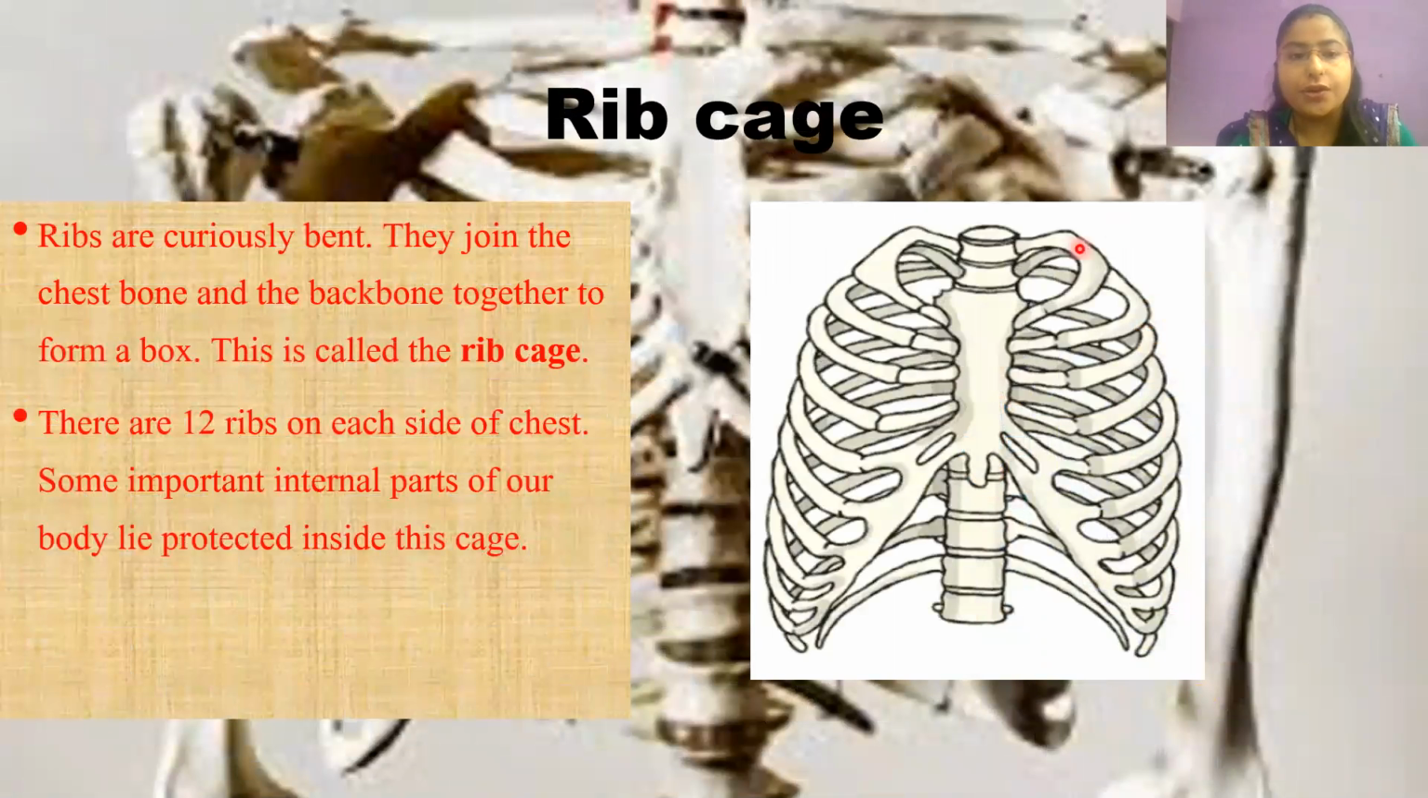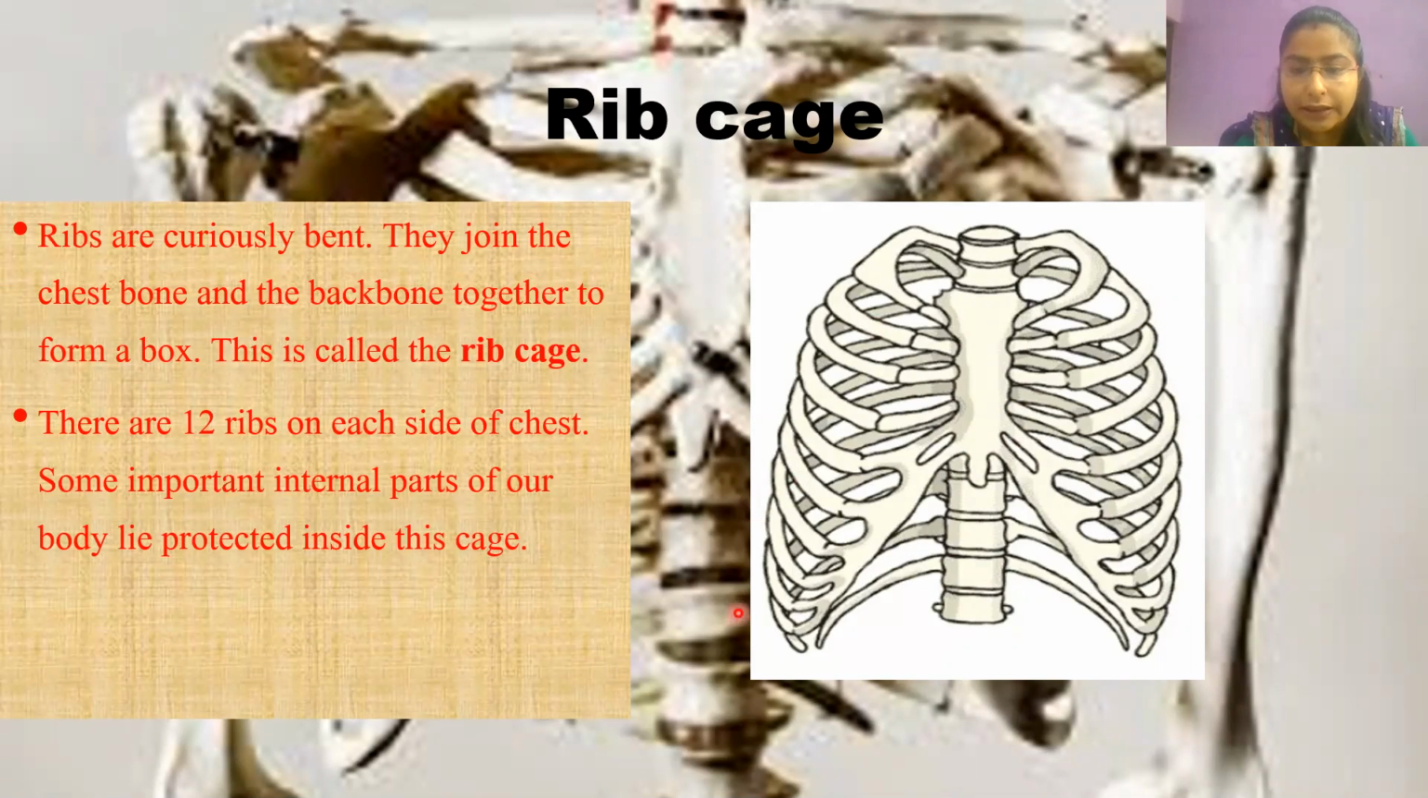Now the rib cage. Ribs are curiously bent. They join the chest bone and the backbone together to form a box. See in this picture, this is a backbone and this is a chest bone. Both these are joined together and they form a box. This box is known as rib cage. There are 12 ribs on each side.